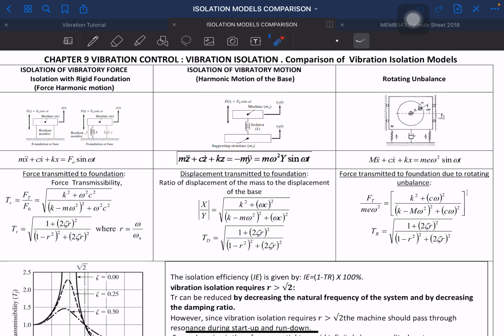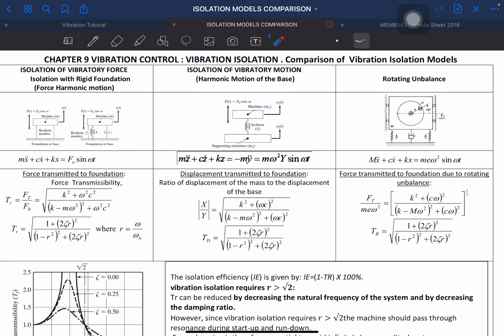And lastly, for rotating unbalance, for isolator, it is labeled as TR, T with a big R, where TR equals Ft over ME omega square. Basically it is the same, where F naught also equals ME omega square. As you can see, Ft over F naught, but your F naught now is ME omega square. And your isolation efficiency is IE, and this is the formula for isolation efficiency.